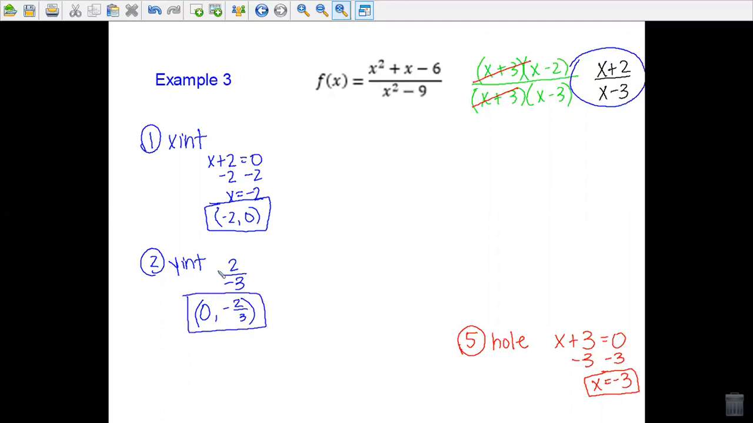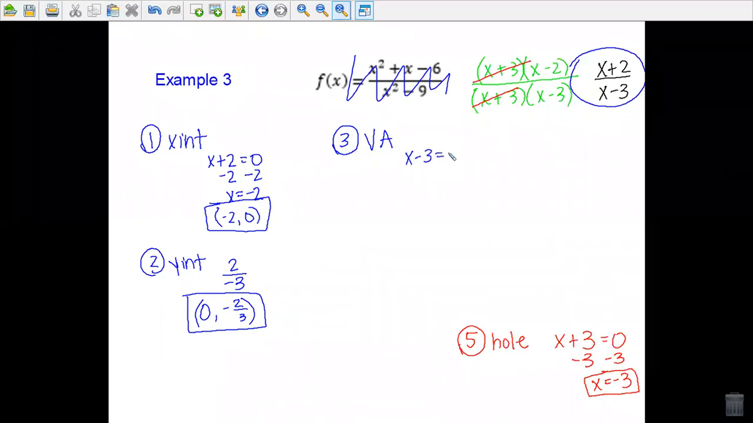We're ignoring the original function now. Once we canceled and simplified, we go back to this one, x plus 2 over x minus 3. For vertical asymptotes, we set the denominator equal to 0. So my new denominator is x minus 3. Add the 3. So I have a vertical asymptote at x equals 3.